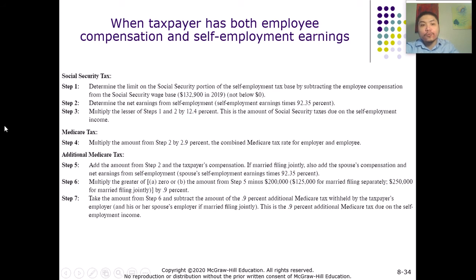Right? That's the reason why we have to multiply the lesser of step 1 and step 2. Yeah, so I hope that is clear enough. Right, so that's Social Security tax.